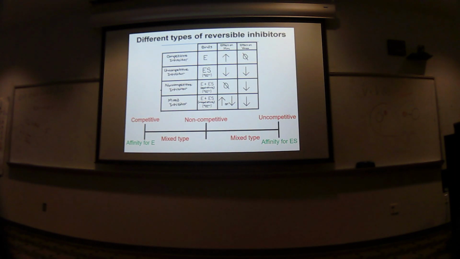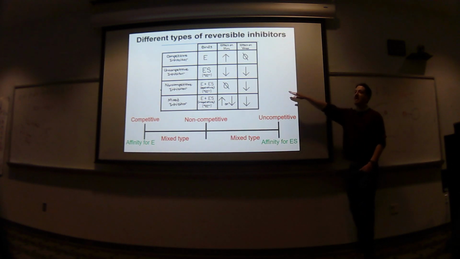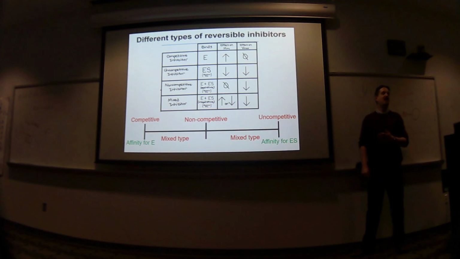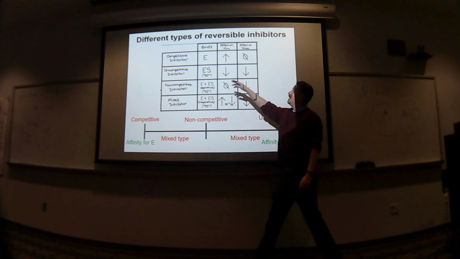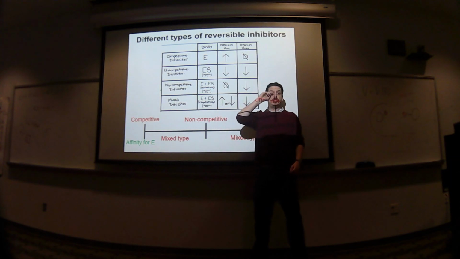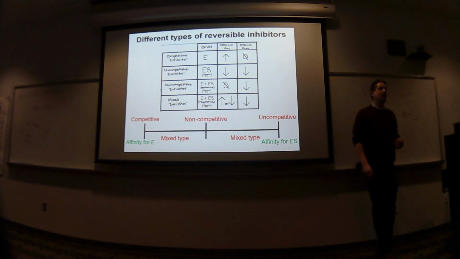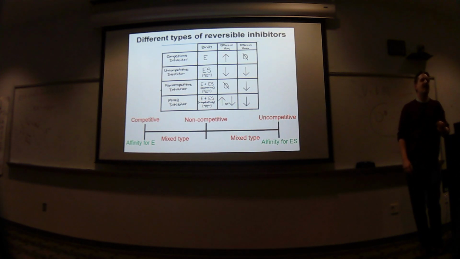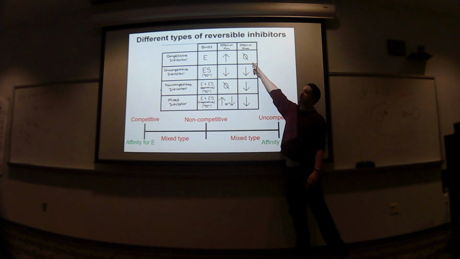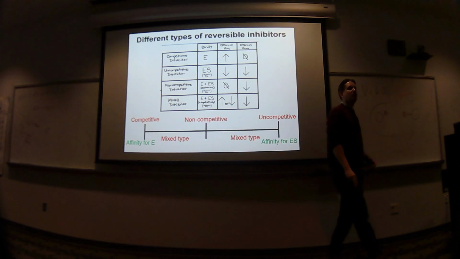The effect that these inhibitors will have on enzymes is summarized in the table, and there are 5 or 6 slides where I go into detail exactly how and why. But the short form is that competitive only binds to the empty enzyme, and it will increase the Km. If it has increased the Km, that means it has lowered the affinity the enzyme has for its substrate. But the Vmax, the maximal speed, is not affected.